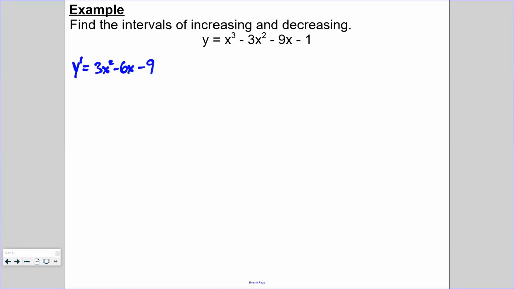All right, so now we need to figure out when this expression is equal to 0 or when it's undefined. Will 3x squared minus 6x minus 9 ever be undefined? Nope. So therefore, we just have to figure out when it equals 0. So we'll set the derivative equal to 0. So 0 equals 3x squared minus 6x minus 9. And now we have a nice simple quadratic equation. So we can solve that.